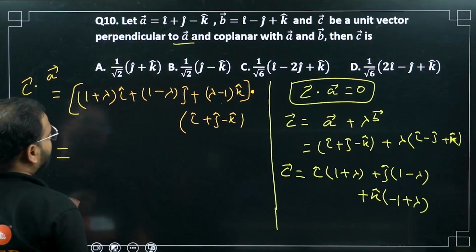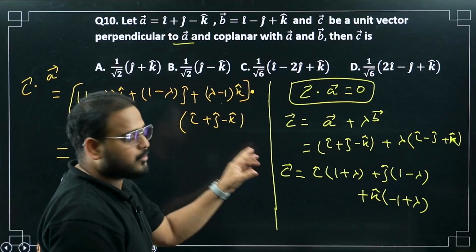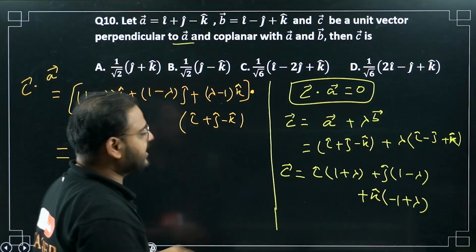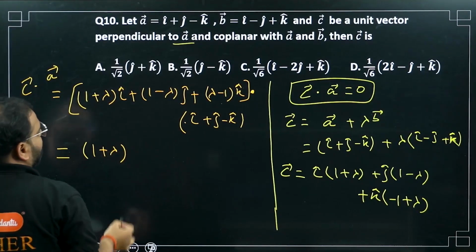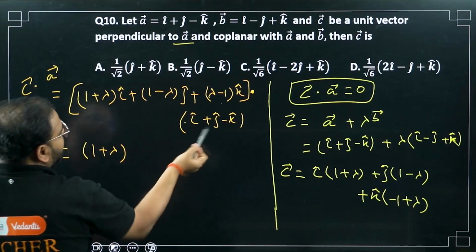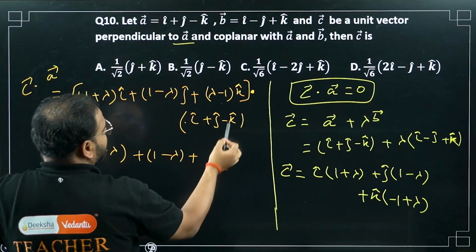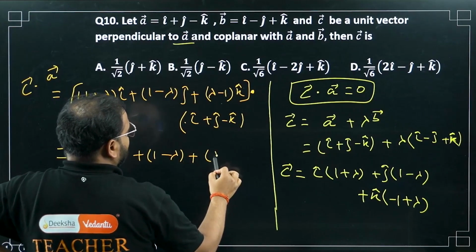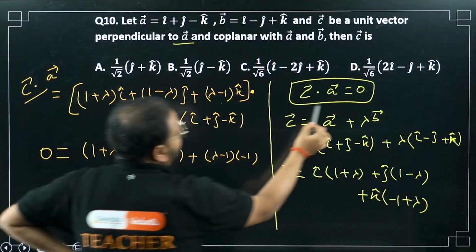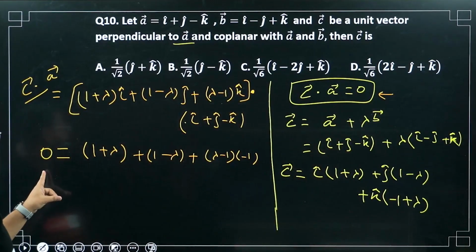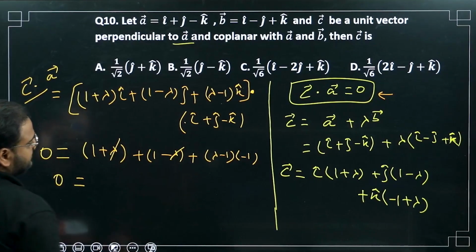Check: i into i will be 1, i into j will be 0, i into k will be 0. Same we'll check for i, j and k. So i into i is 1, so simply I get 1 plus lambda. What about this? 1 minus lambda into j, so simply 1 minus lambda. Lambda minus 1 into minus 1, and this whole thing is equal to 0, because C dot A is 0. From here I can write 0 equals to, lambda cancels, correct?